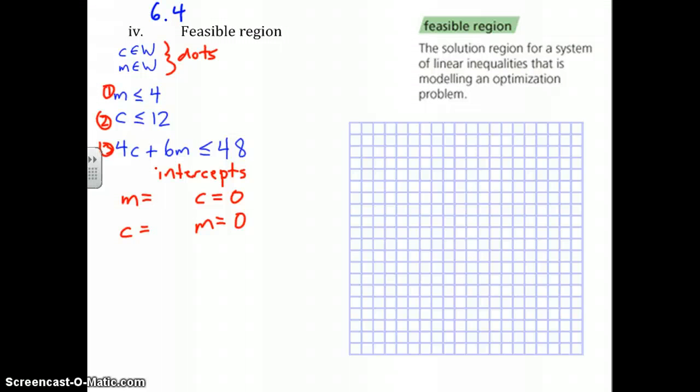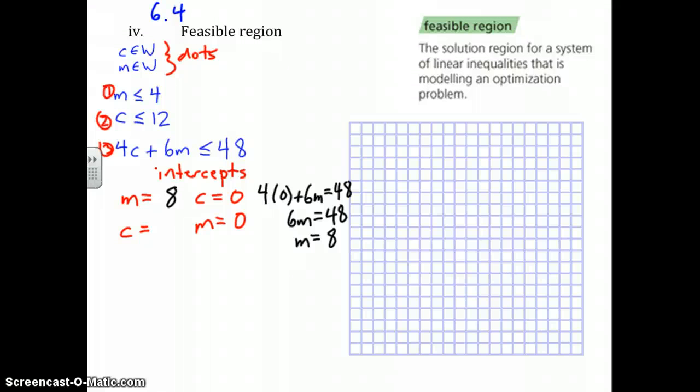So to find intercepts, we go to our equation, and for the first one I'll put 4, and in the spot of c I put 0, plus 6m. At this point we're just drawing a line, so it's just equal to 48. 4 times 0 is 0, so we get 6m equals 48. Divide both sides by 6, and we get m equals 8. So our one intercept is m equals 8, c equals 0. That's 1 point on our line.